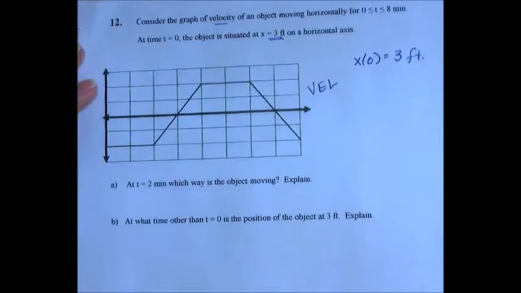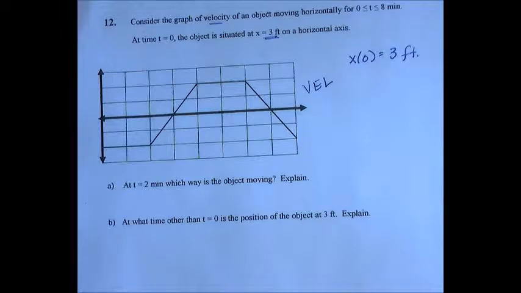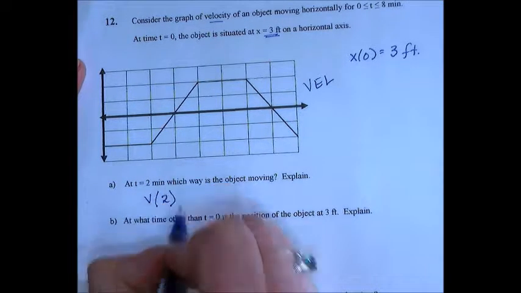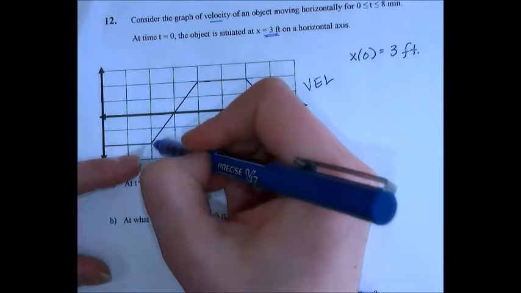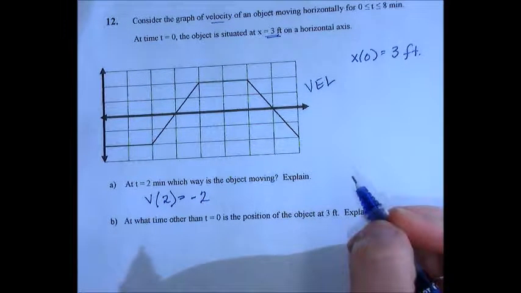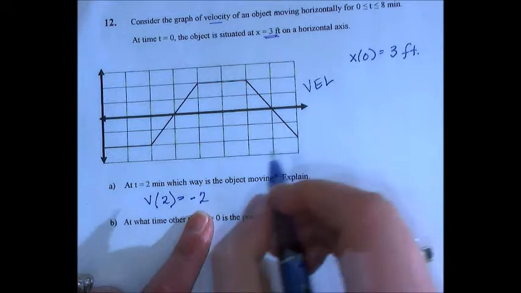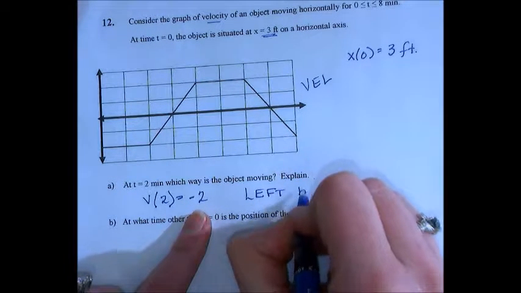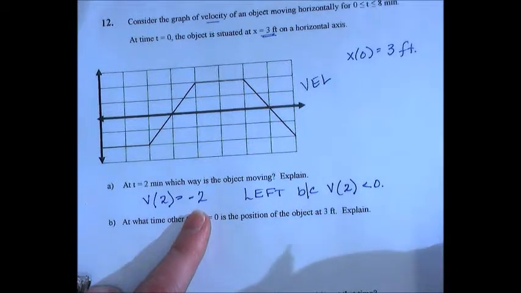Okay, so part A, at t equals 2, which way is the object moving? If you recall, the object is moving based on the sign of velocity. So you want to find the velocity at 2, and in our case, the velocity at 2 is -2. We don't really care about what value it is, we just care that it's negative. So which way is the object moving? Left, because the velocity at 2 is less than 0, or negative.